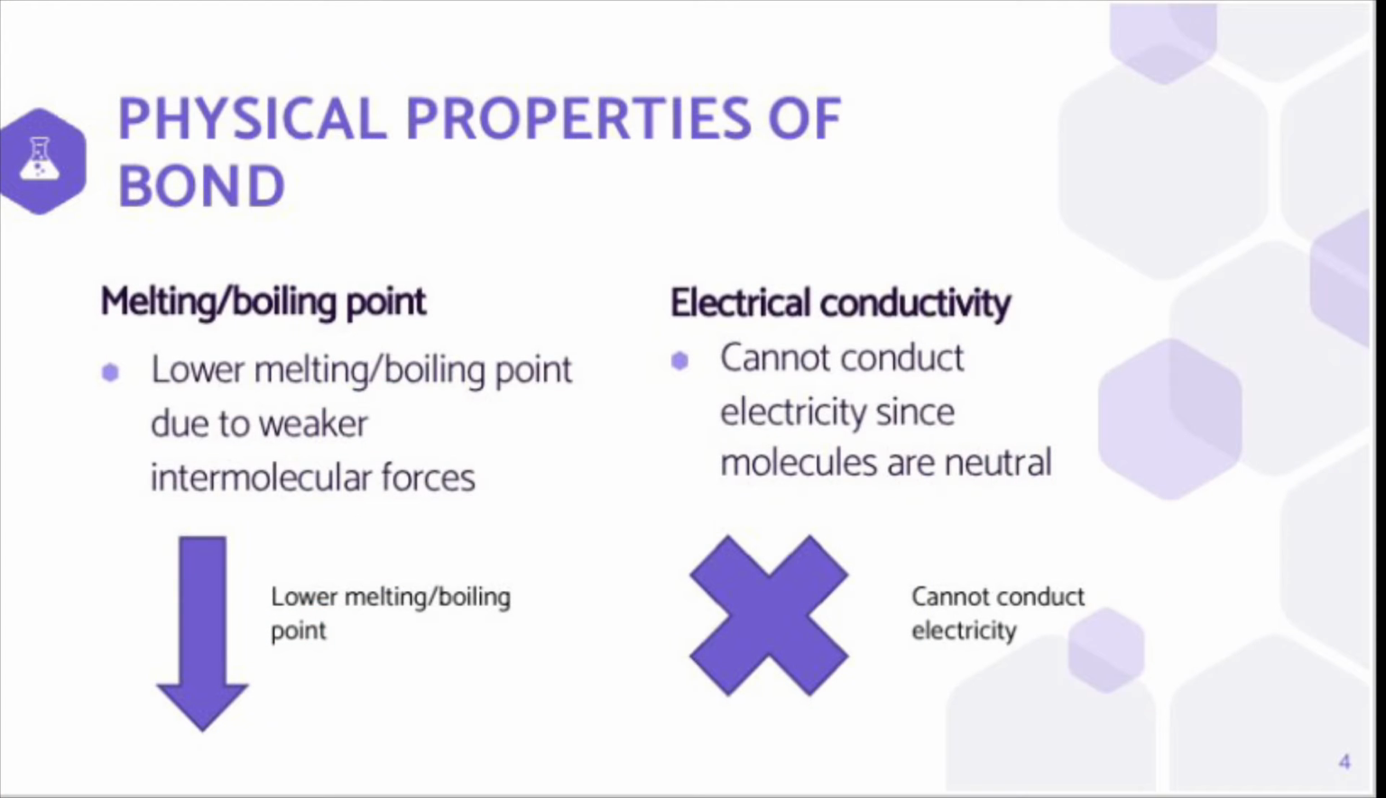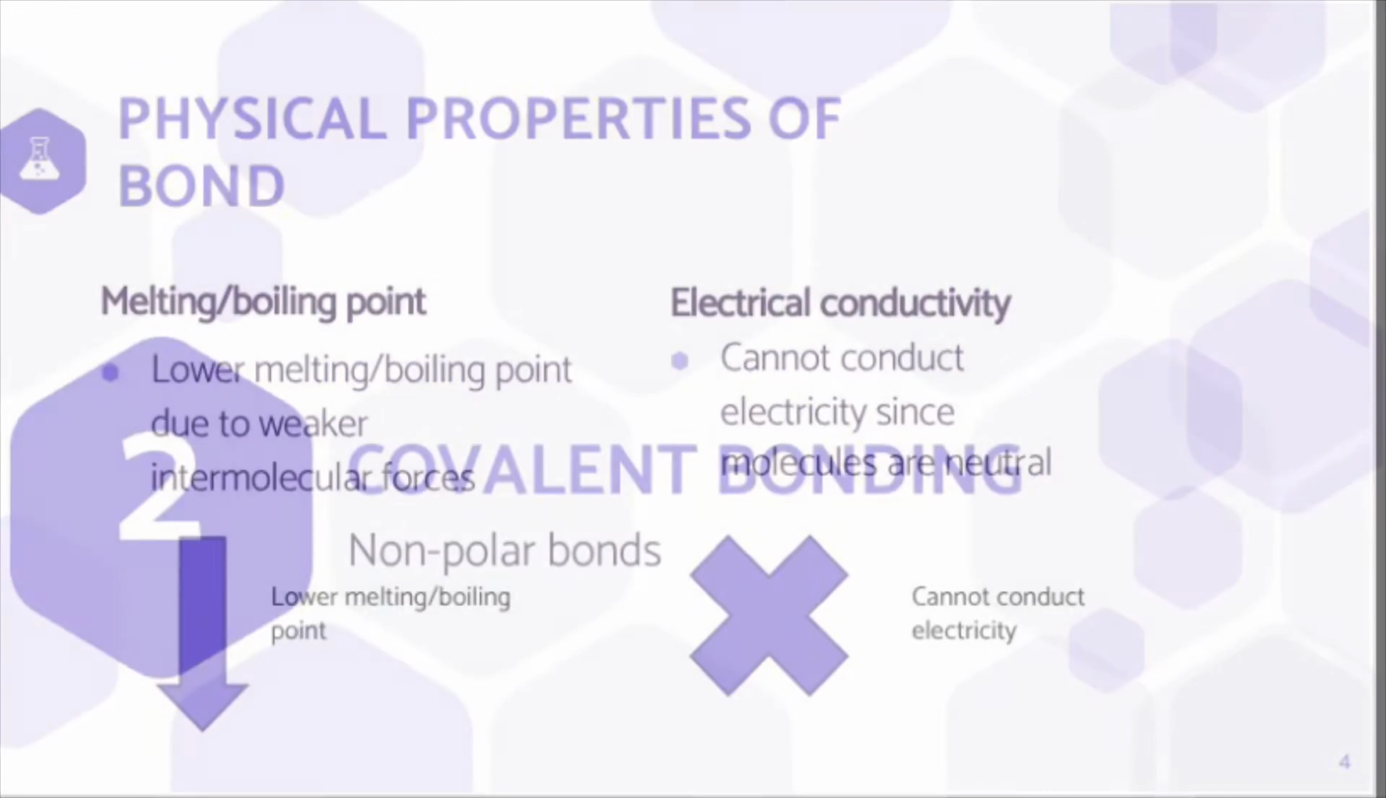Covalent compounds such as ammonia tend to have lower melting and boiling points, as the bonds are held by weaker intermolecular forces. Due to this, they require less energy to break down and separate. These bonds also cannot conduct electricity. This is because the molecules are neutral and there are no free charges in the ions to move around and carry electrical charge.